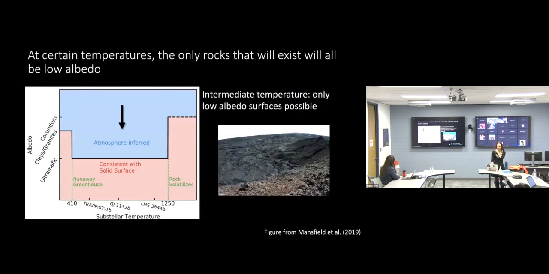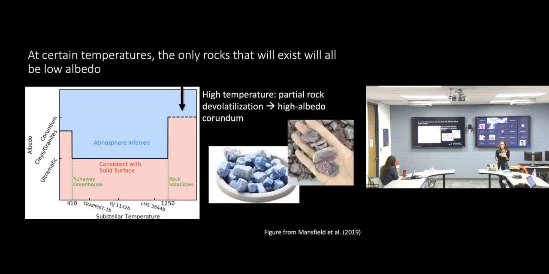Okay, so in this temperature range where we would predict low albedo surfaces, we can say that a measurement of a cold temperature indicates the presence of an atmosphere. And then it actually turns out that when we go to hot enough planets, this assumption also starts to break down. Once we get to a substellar temperature above about 1250 Kelvin, we start to get partial devolatilization of the rock, where the rock itself starts to vaporize, and the first components to come out of the rock are the more volatile things.